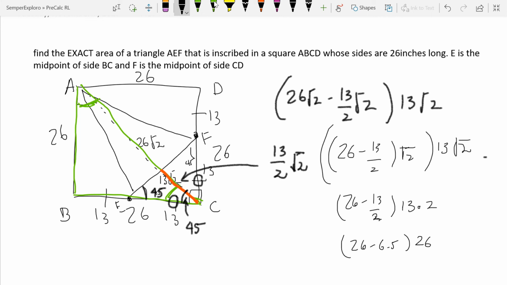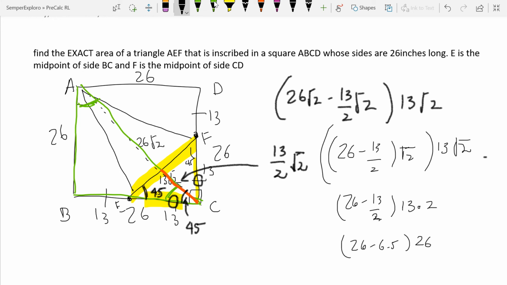So let me recap on what we did. First, we found the base of this whole thing. We did this by multiplying, since both of these are 13 and this is 13, this must be 13 root 2. That's the base. In order to find the height, however, we took 26 and 26, both of these must be 45, so this must be 26 root 2.